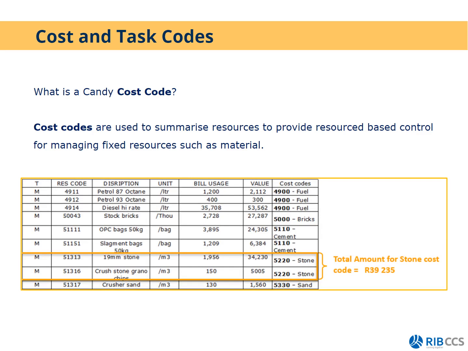So cost codes are used to summarize resources to provide resource-based control for managing fixed resources such as material. So your cost code will refer to your accounting ledger code. So for example, you'll have 19 millimeters stone and crusher stone, and they'll both have the cost code stone allocated to them. So Candy can then tell you what are you going to spend on stone.